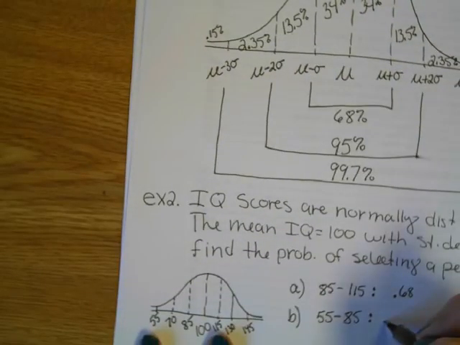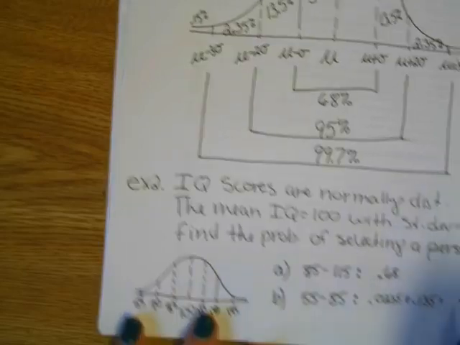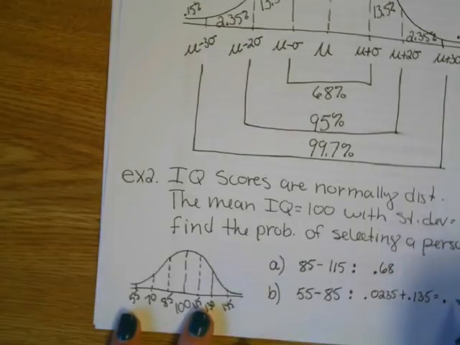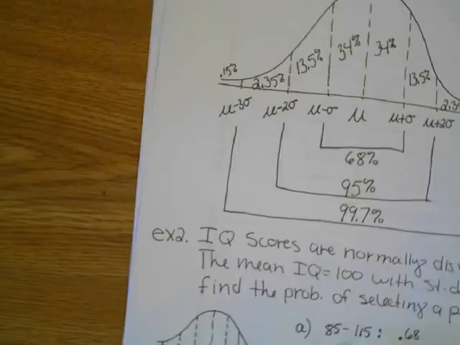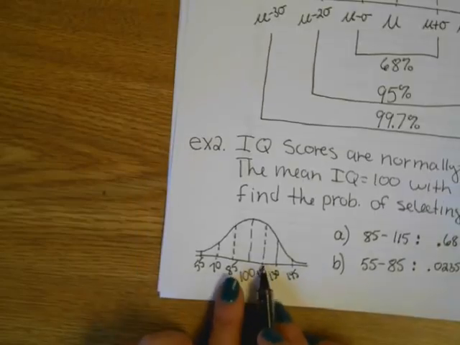So if I do decimals, that's 0.0235 plus 0.135, and we get... How do you get 0.68 out? Oh, 85 to 115. See where they're at? Yep. It's one below to one above.